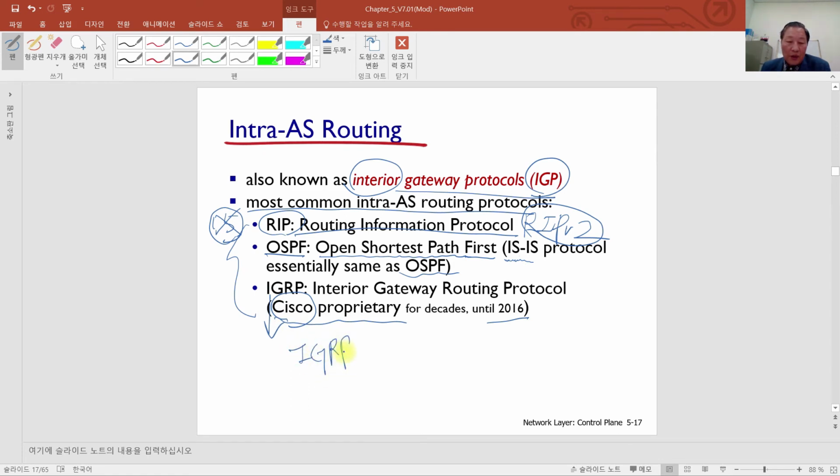The name is EIGRP, enhanced, instead of this version number. Actually, this one is being used, while this one is obsolete and not used anymore. This one is Cisco's proprietary protocol. The acronym is IGRP, and the full name is Interior Gateway Routing Protocol.